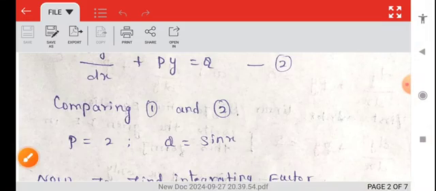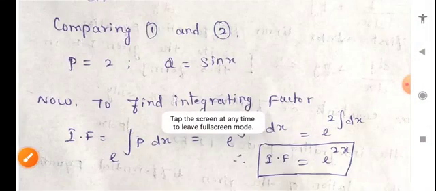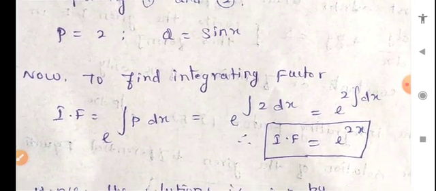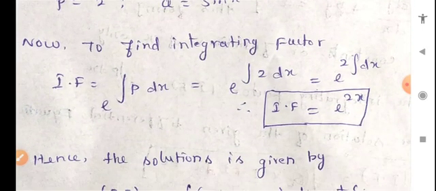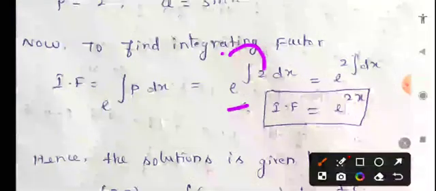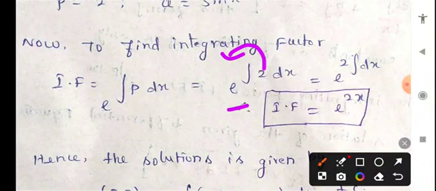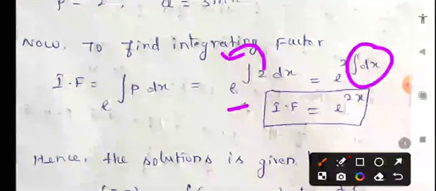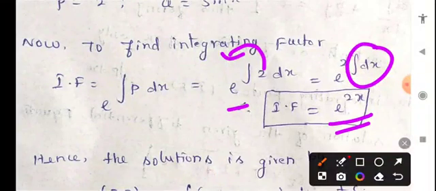Now we know the p value, we just have to replace it here. Now we get e power integral over 2 into dx. The 2 we can take outside, so it will be e power 2 into integral dx. Integral over dx is nothing but x. So the integrating factor is e power 2x. Okay, are you clear? Right.